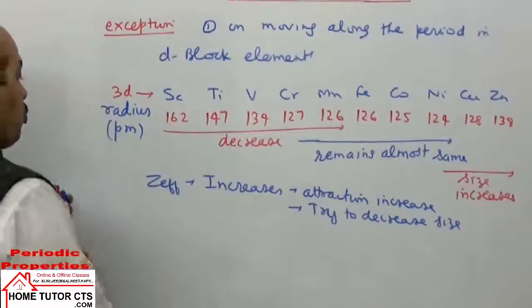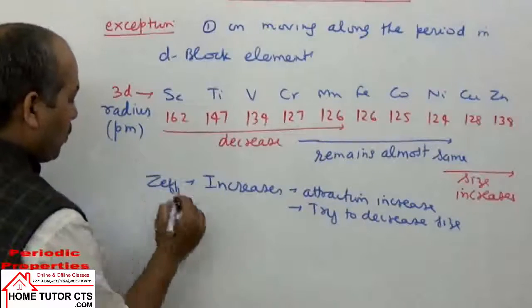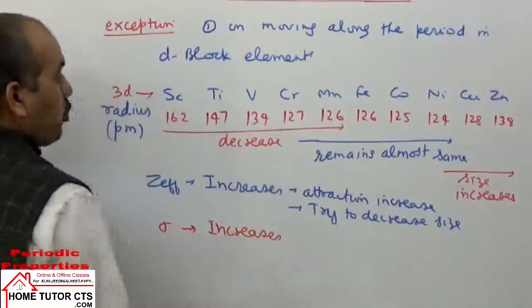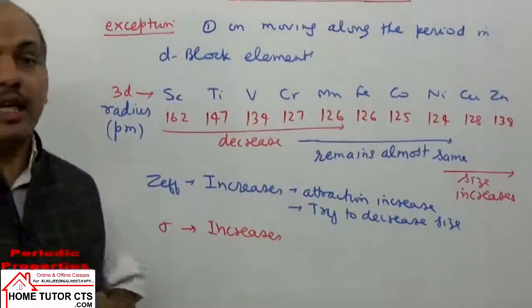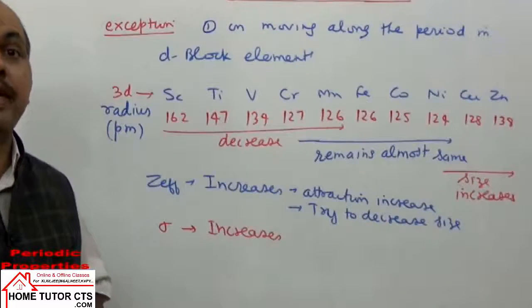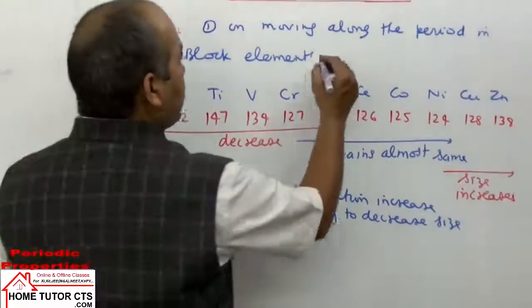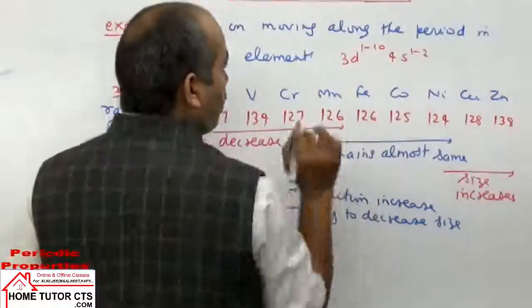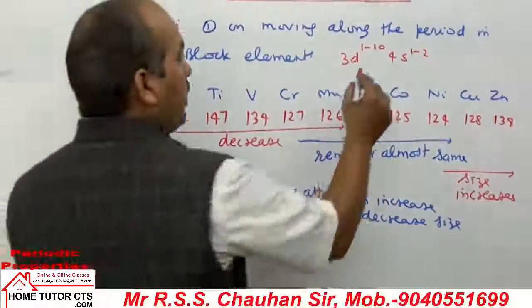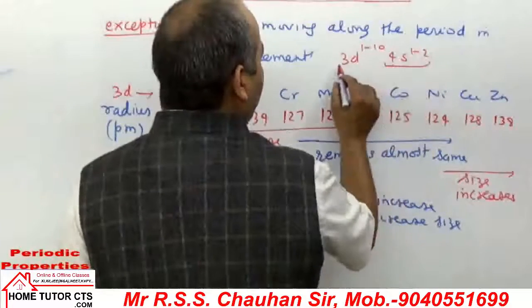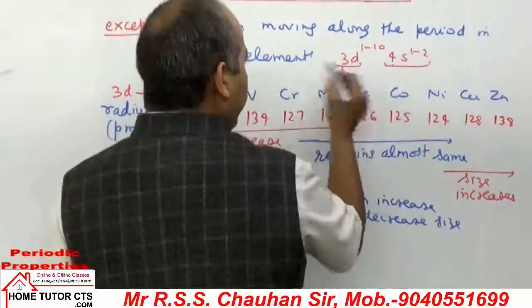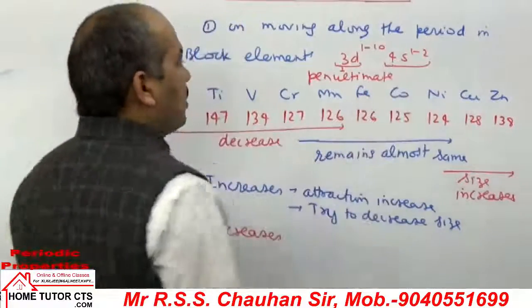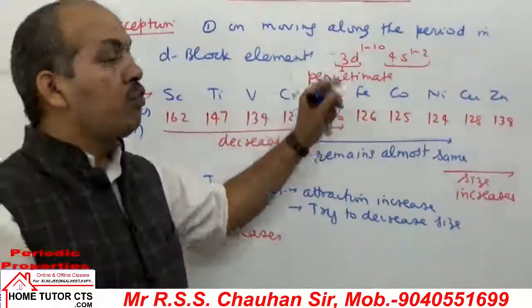At the same time, one thing more is taken, sigma. What happened to sigma? It also increases, because in the d orbitals, when the electron filling takes place, it happens in the penultimate shell. Penultimate क्या होता है कि इसमें क्या configuration आएगा? 3d 1 to 10, 4s 1 2 is configuration. हमारा outermost shell क्या होता है? ये हमारा outermost shell है 4th. तो यहाँ पे क्या हुआ? इसे बोलते हैं penultimate shell. 3 है एक कम, that is called penultimate shell. In penultimate shell, electron filling happens.